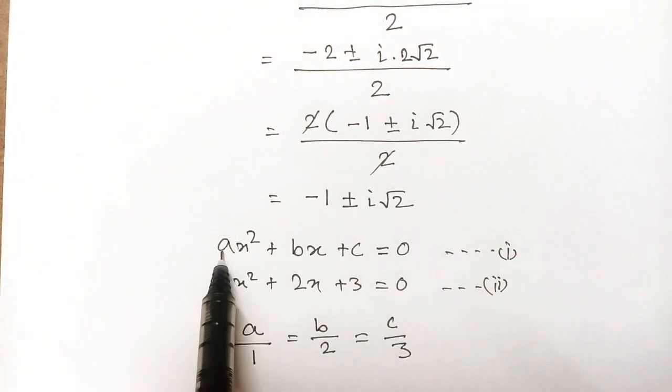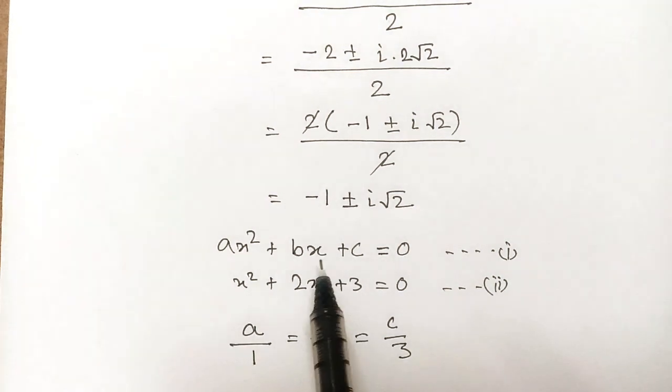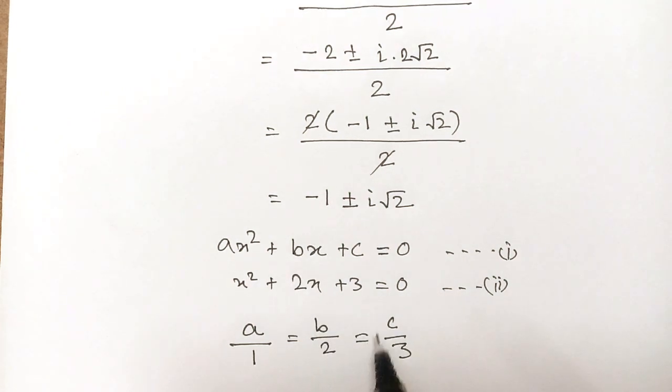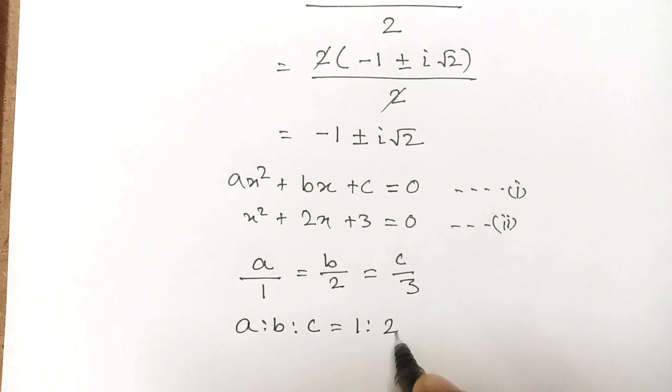Here x square's coefficient is a and here x square's coefficient is 1. So a by 1 is equal to b by 2. b is x's coefficient and here 2 is x's coefficient. So b by 2 will be equal to c by 3, because here c is the constant term and here the constant term is 3. So from here we can write that a is to b is to c is equal to 1 is to 2 is to 3, and that is the answer.